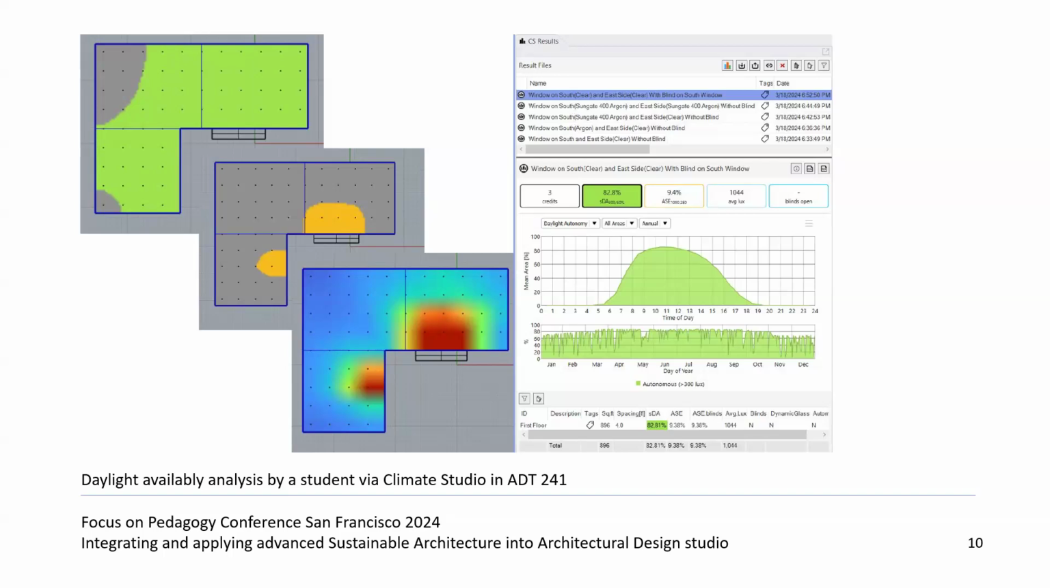Anyway, the third step was using Climate Studio, as I said, which is an add-on in Rhino, and they start with daylight availability. For instance, they understand how to bring more daylight into their projects.